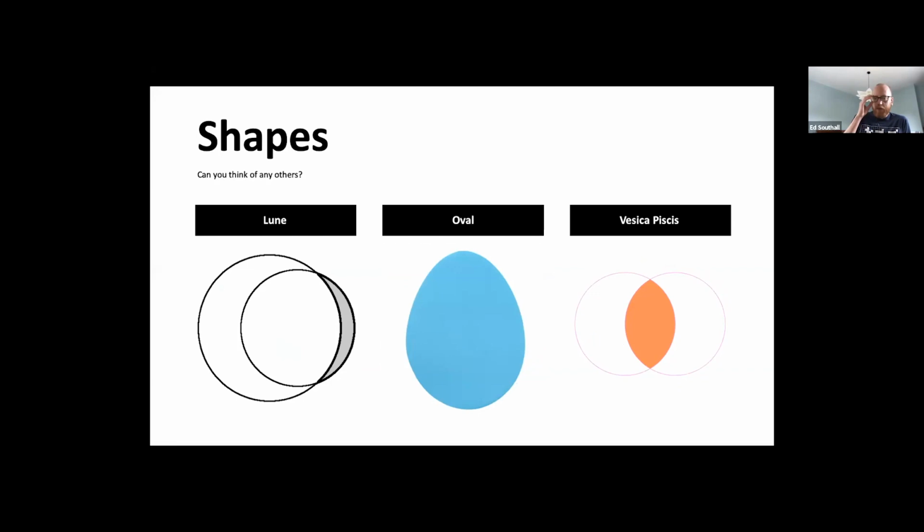3 more examples here. We have the loon, named after the moon. The oval, named after an egg. And the vesica piscis, I know you all know that shape, which literally translates to fish bladder. Lovely. You may have also put in kite or crescent or lens, which is kind of the other side of the loon. They're all named after objects as well.